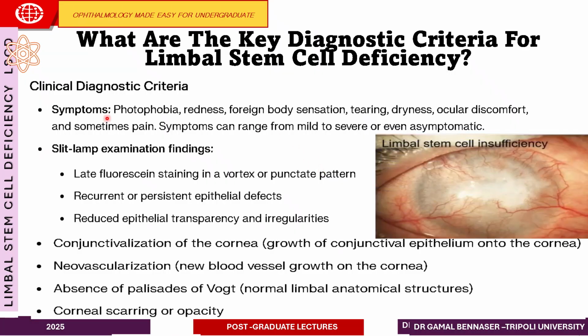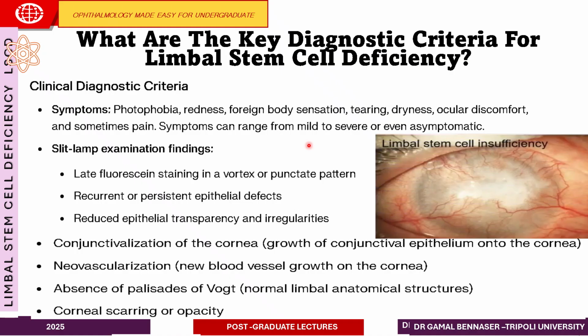The first thing is the slit lamp examination. By slit lamp examination, we have what's known as the late fluorescein staining in a vortex or punctate pattern. When we apply the fluorescein to the cornea, since the cornea is covered by unhealthy conjunctival epithelium rather than corneal epithelium, these conjunctival epithelial cells don't have the tight junctions seen between cells in corneal epithelium. So there will be late leakage of fluorescein, 7 to 10 minutes after applying the fluorescein.